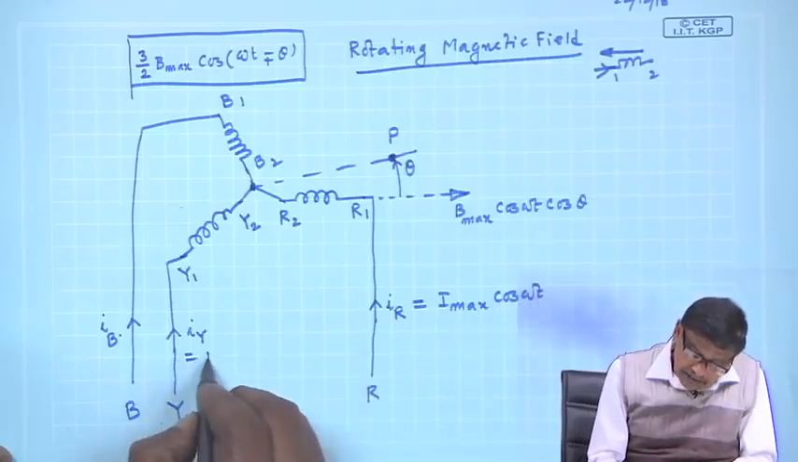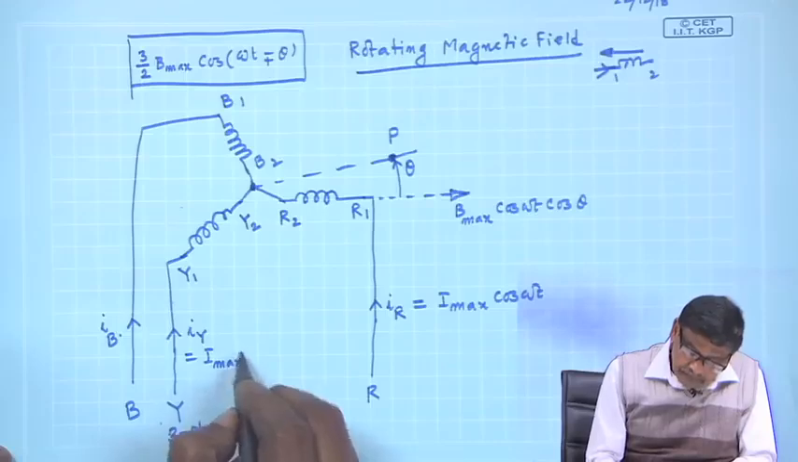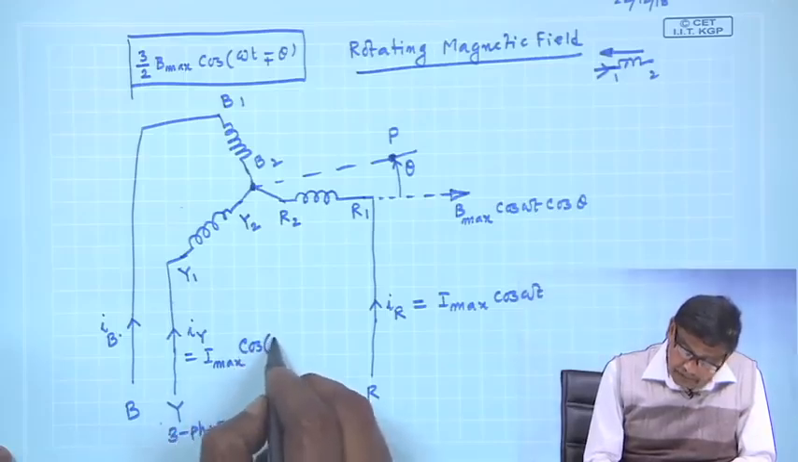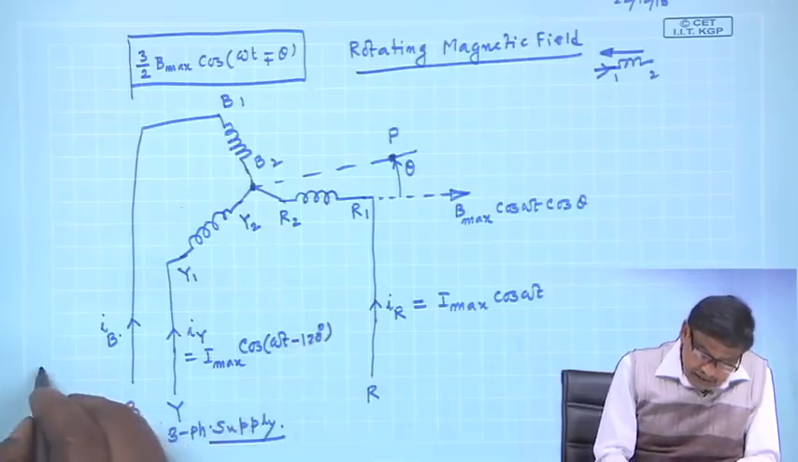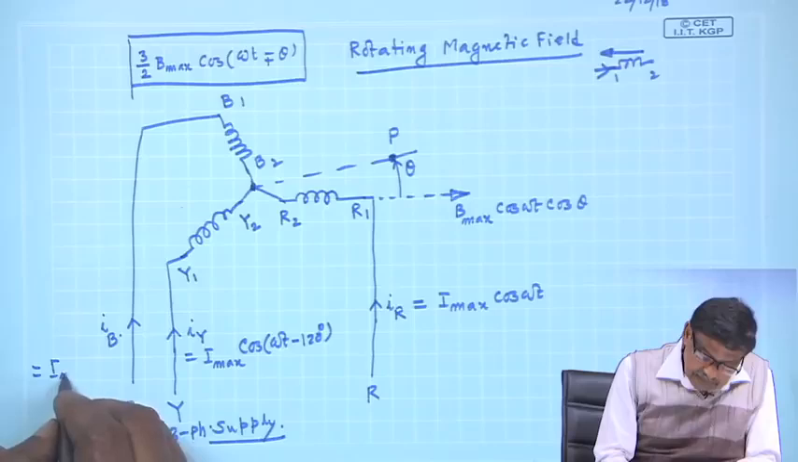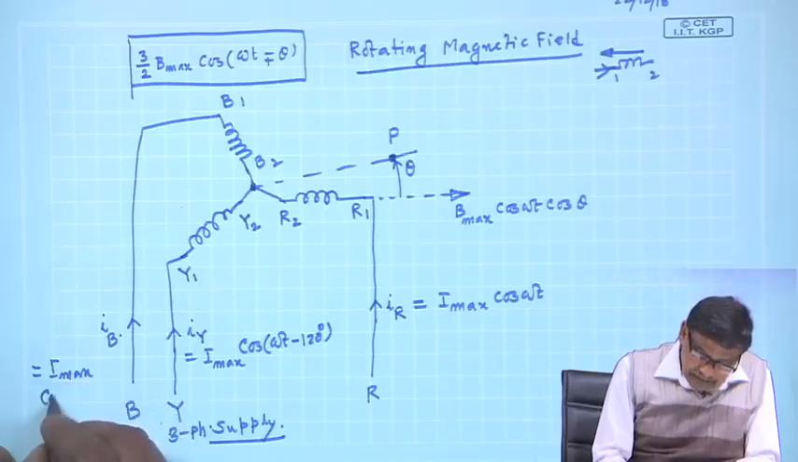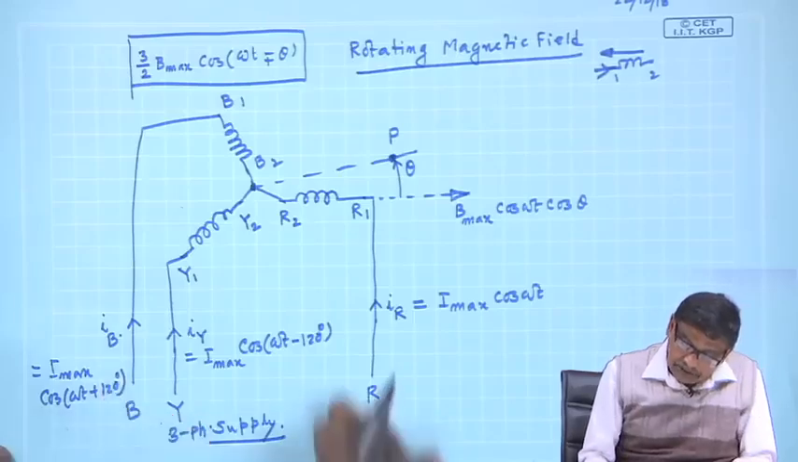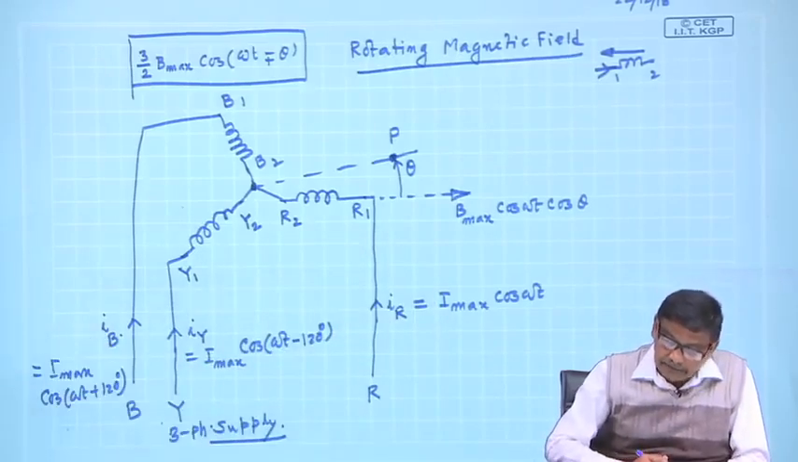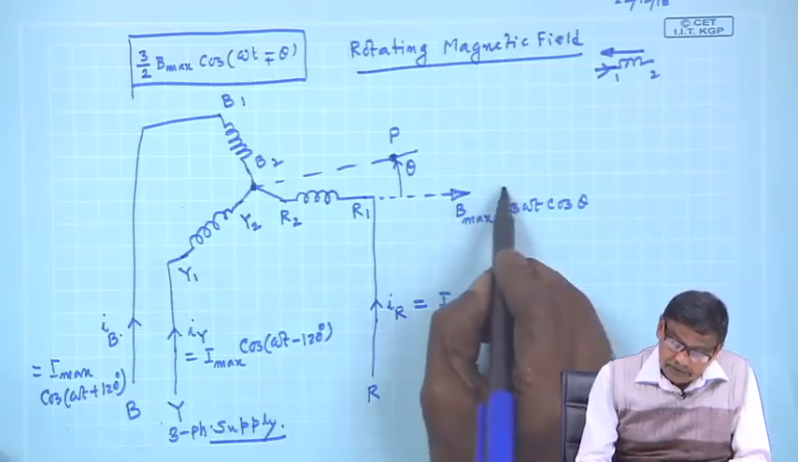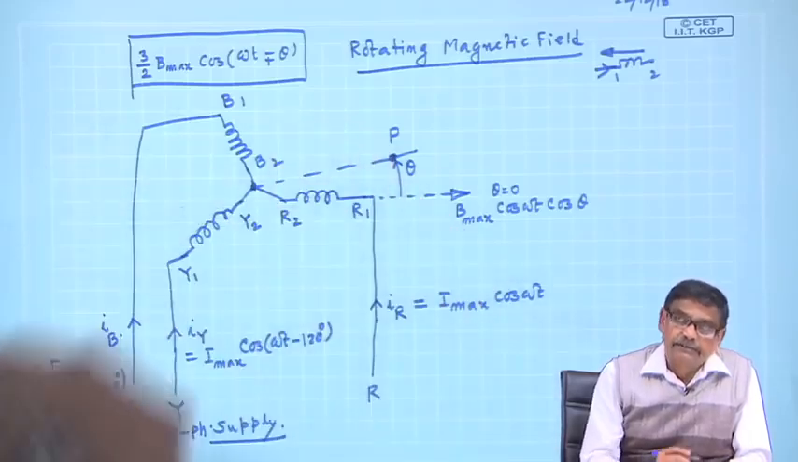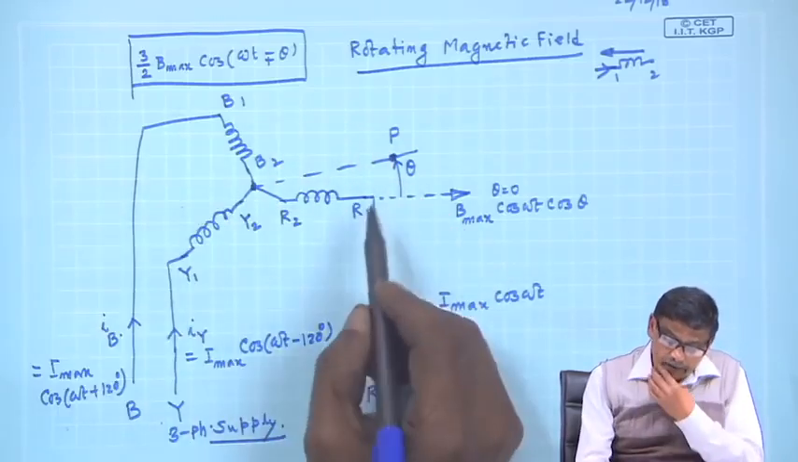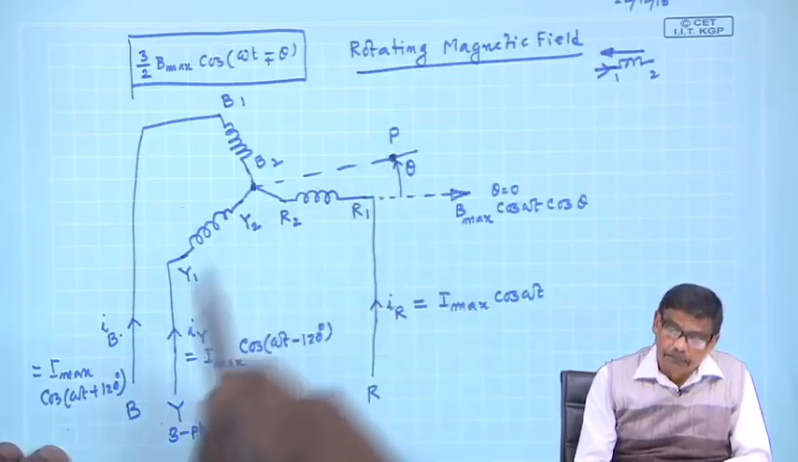Similarly, I Y is I max cosine omega t minus 120 degrees, and I B is I max cosine omega t plus 120 degrees. So, these three balanced currents are passed, and this is theta equal to 0, the axis of R phase, and theta I will measure in this direction. Then I want to find out the resultant field at point P.